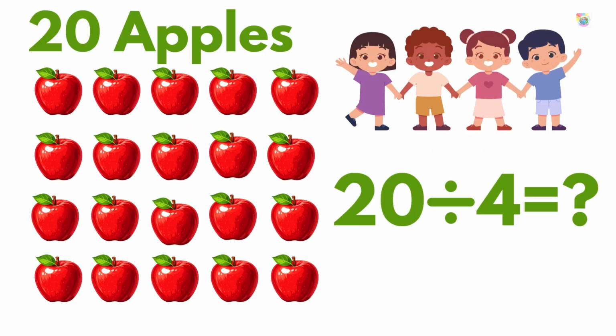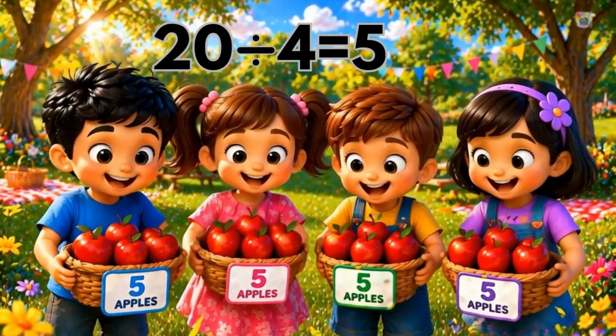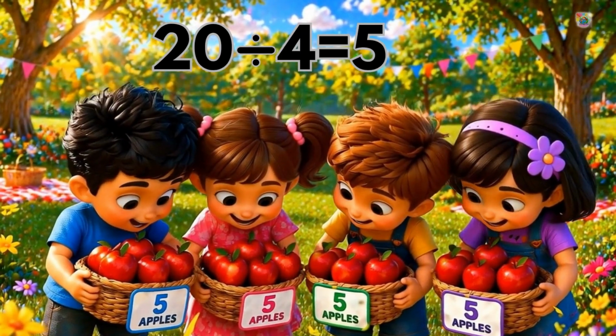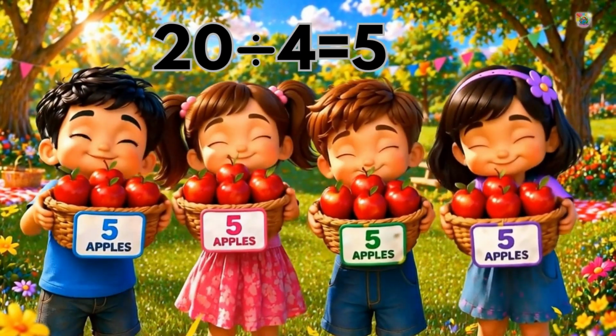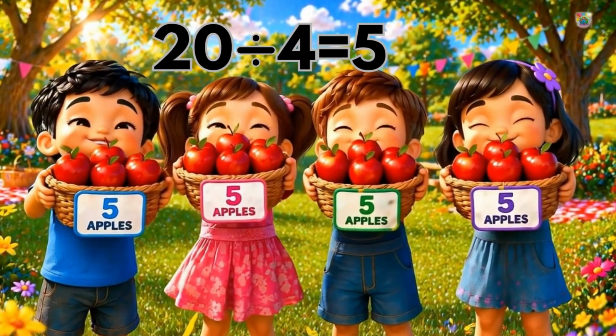Now try this. 20 apples, 4 kids. Each gets 5 apples. So, 20 divided by 4 equals 5.